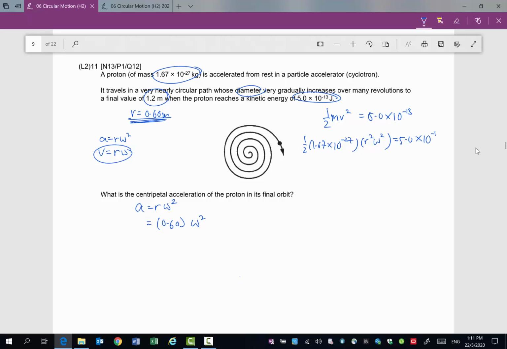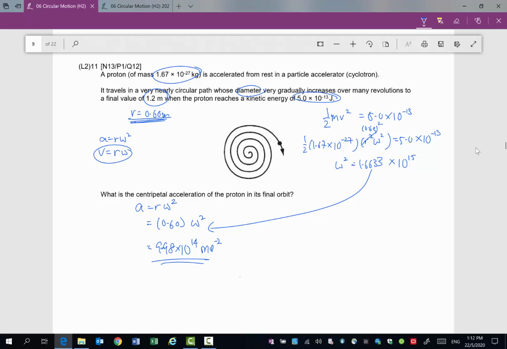power of negative 13. And we also know that r is actually 0.60, so this is 0.60 squared. So we have all the values in the equation. We can simply solve for omega squared. So omega squared should give you a value of 1.6633 times 10 to the power of 15. Okay, so substituting this into the equation, we will have solved for acceleration, 9.98 times 10 to the power of 14 meter per second squared.